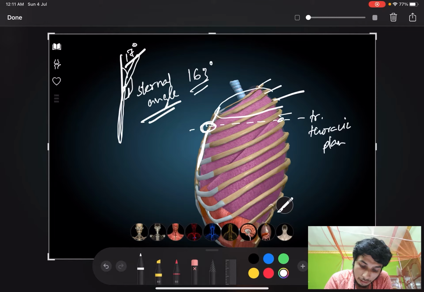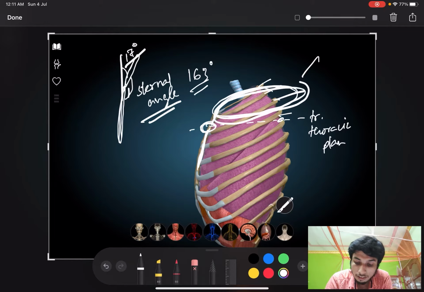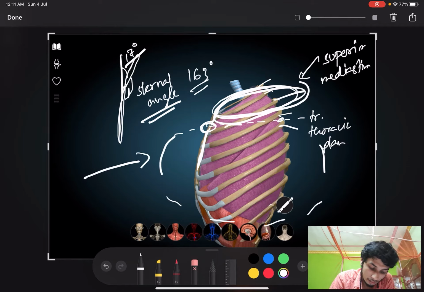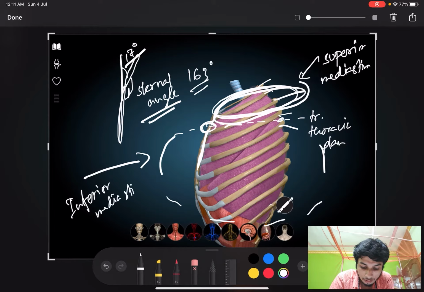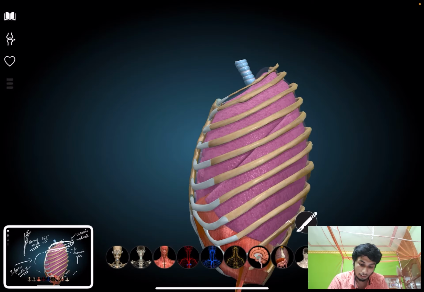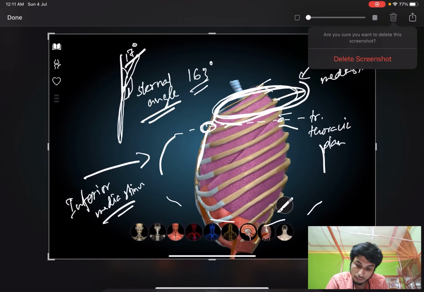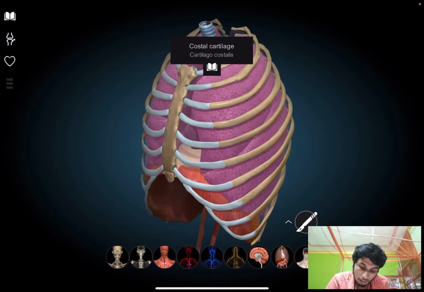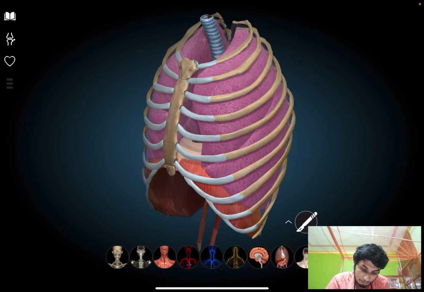So this whole part is superior mediastinum, and this whole part is inferior mediastinum. Okay, understood? So let's discuss the boundaries of superior mediastinum and inferior mediastinum. Let me delete this. So that's easy. What are the boundaries of superior mediastinum?